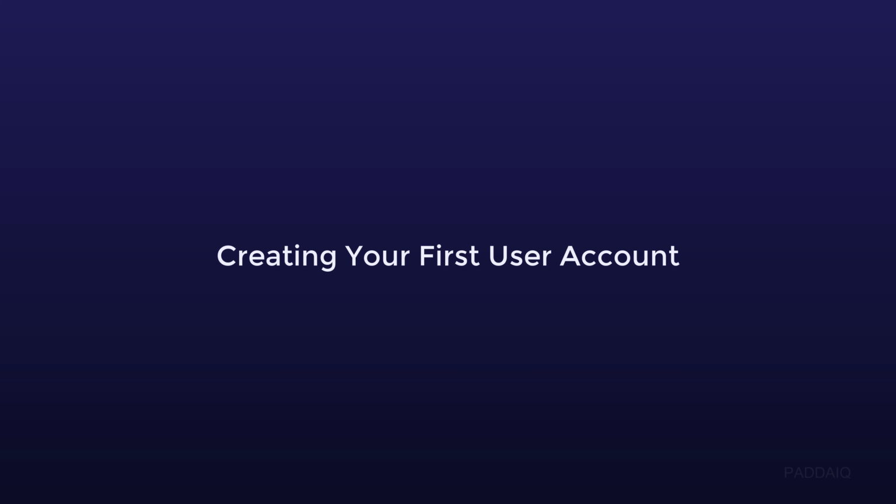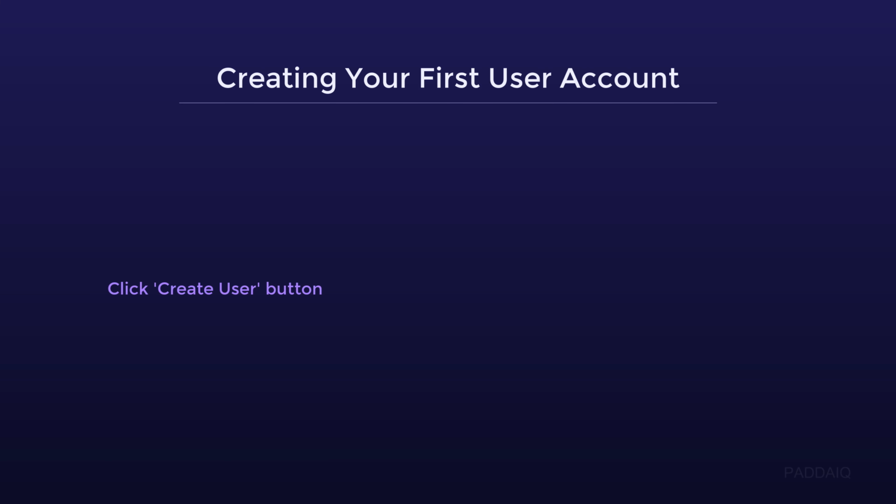Creating your first user account. Click the Create User button. This action initiates the process to add a new person to your SAP BTP system, allowing them access. For instance, when a new developer joins your team, you click this to set up their credentials. This straightforward step is your starting point for managing user access efficiently.